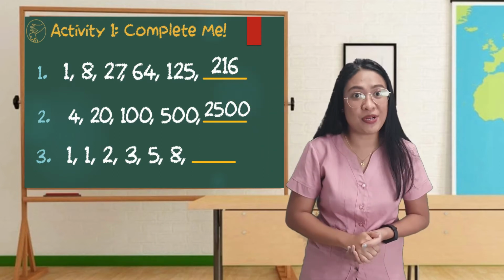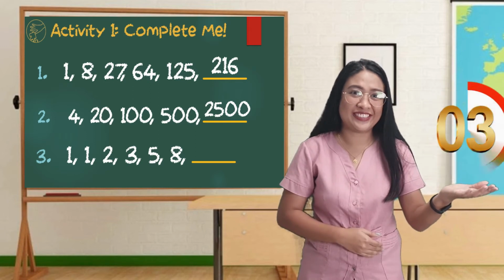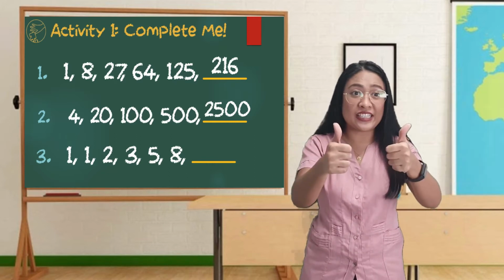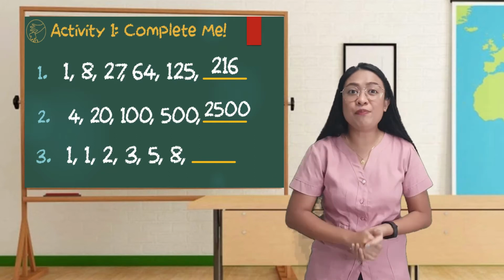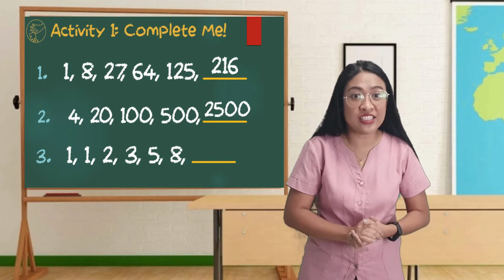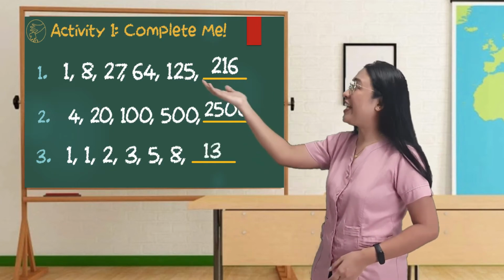For number 3, we have numbers 1, 1, 2, 3, 5, and 8. What is the next number? What is your conjecture? Very good! The numbers next to each other are added to get the succeeding terms. Thus, the next number is 13.